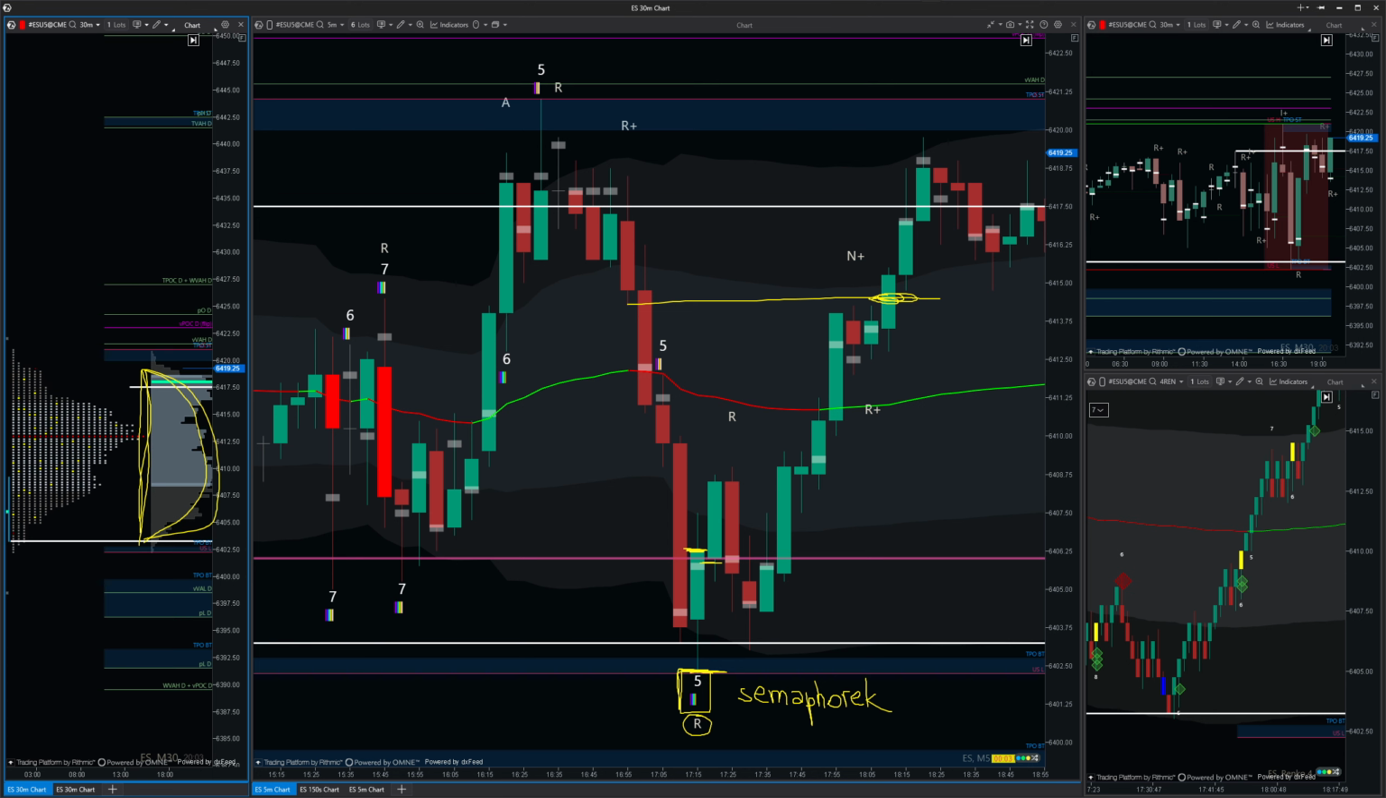So the idea is that the price moves between value area low and value area high. Obviously, that's the value area low based on market profile. That's the value area low based on the volume profile. That's the value area high based on the market profile, and value area high based on the volume profile.